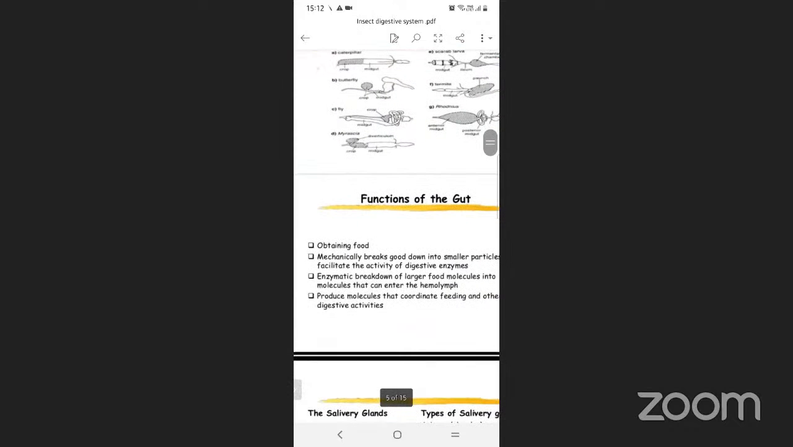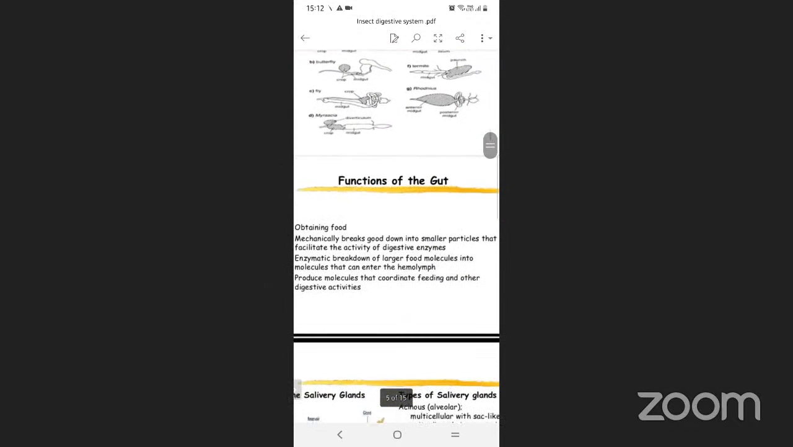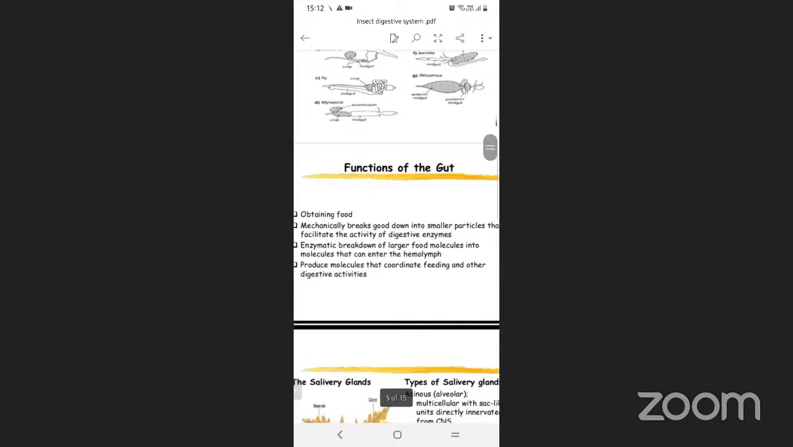So actually, what are the gut functions? Obtaining the food is different in different insects. The gut mechanically breaks food down into smaller particles that facilitate the activity of the digestive enzymes.